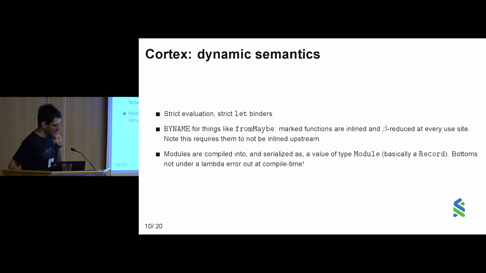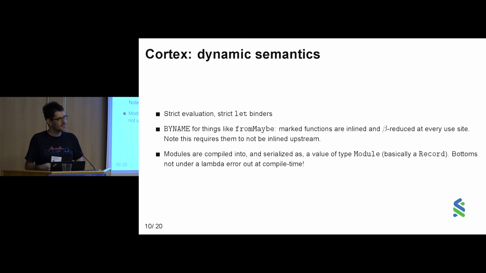So for the denotational semantics of Cortex, Cortex is strict. Let binders are strict. So what is the escape hatch? Why did I say that Mu is not strict, but rather non-lazy? Well, it's because we have this byname annotation you can attach on definitions, for example, for fromMaybe.